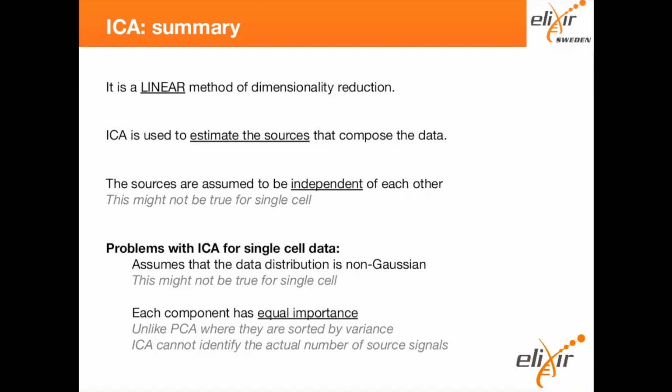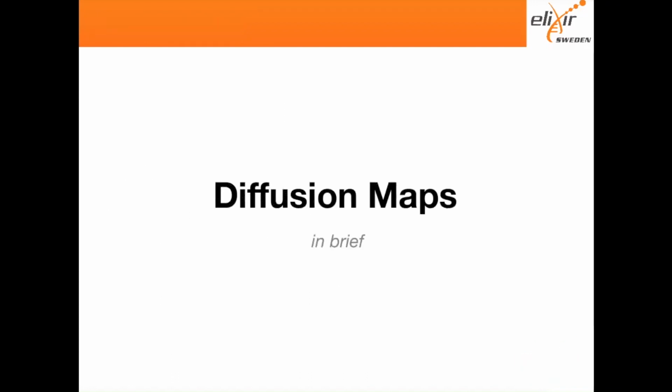That's why we're now going to the other methods that have been developed after this. So this is actually the first method that was developed. Another method that was kind of in between is using diffusion maps.